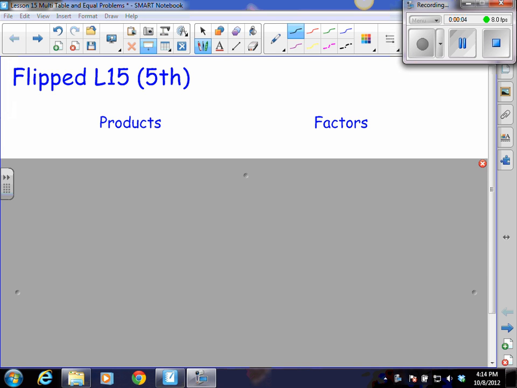Welcome to Flip Lesson 15 for the 5th grade, and today we are looking at the multiplication table and really getting a better understanding of multiplication.